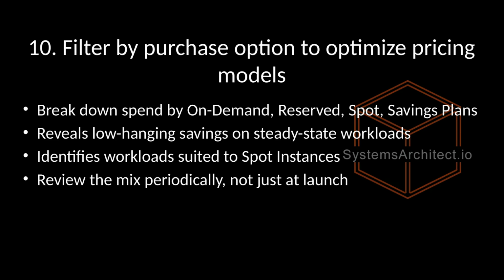10. Filter by purchase option to optimize pricing models. AWS offers several distinct purchase options: on-demand, reserved instances, spot instances, and savings plans. Understanding the actual mix your organization is using matters. A workload sitting almost entirely on on-demand pricing usually has low-hanging savings available. Naturally interruptible workloads are strong candidates for spot instances instead.